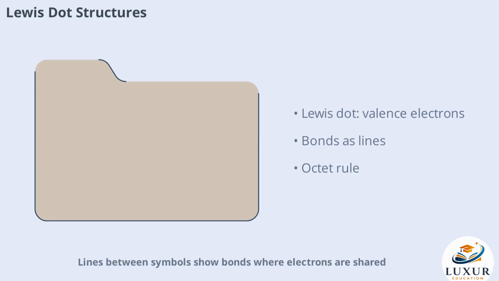Lines between symbols show bonds where electrons are shared. Lewis structures help us visualize why atoms bond and how they achieve stable arrangements. Atoms tend to bond in ways that fill their outermost electron shell, reaching a state of lower energy and greater stability. This is often called the octet rule, where atoms aim for 8 electrons in their outer shell.